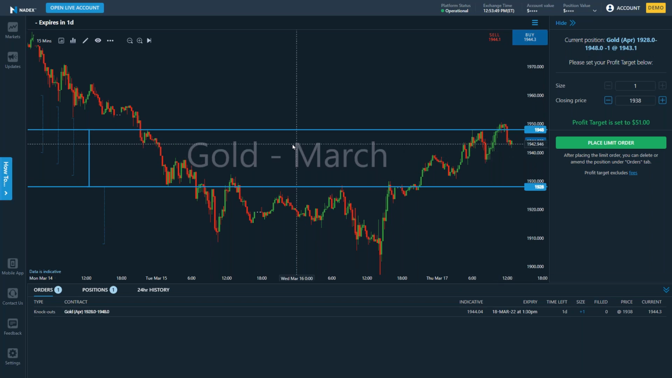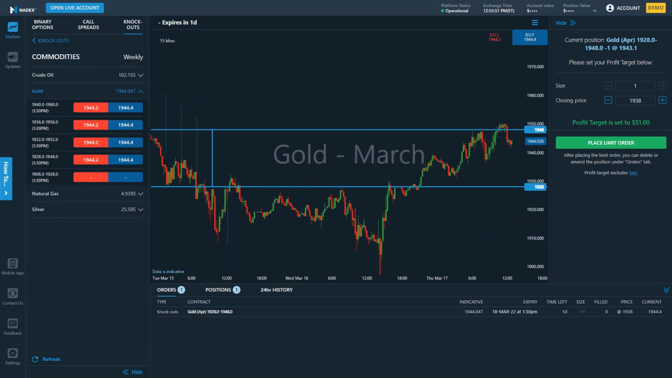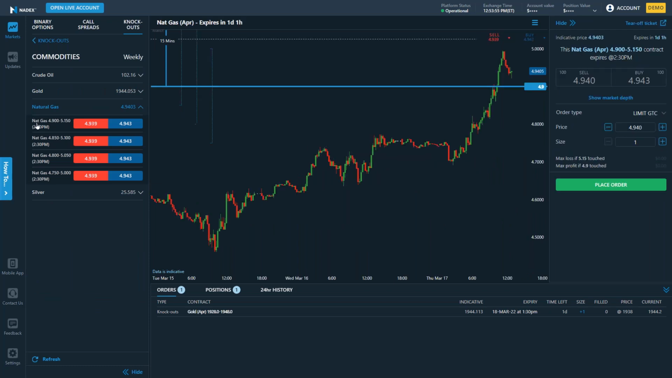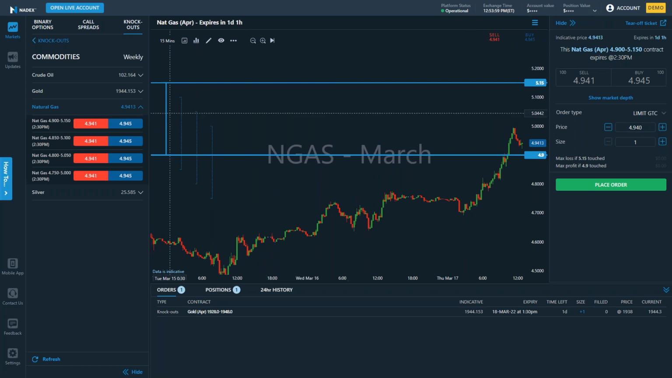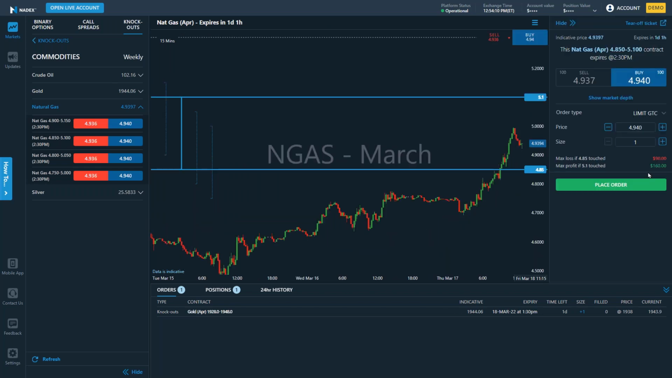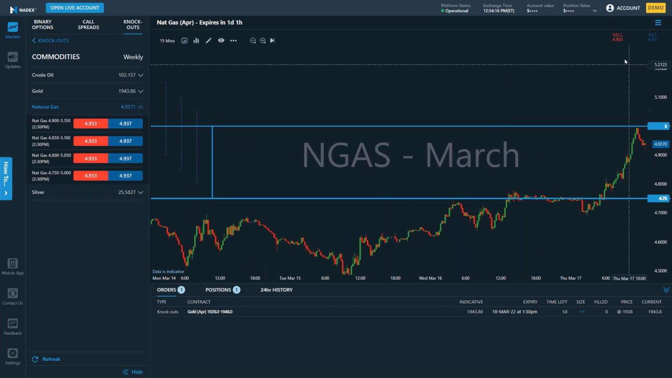When you're looking at knockouts, let's take a look at Nat Gas. Here's 4 knockouts. When you're trading knockouts, generally speaking, if you're looking to buy, you're trying to find one where it's near the floor so you can minimize your risk. Maybe I'm willing to take a little bit more risk. So you've got to manage your risk reward profile. If I'm selling, I'd probably sell one that's closer to the ceiling.